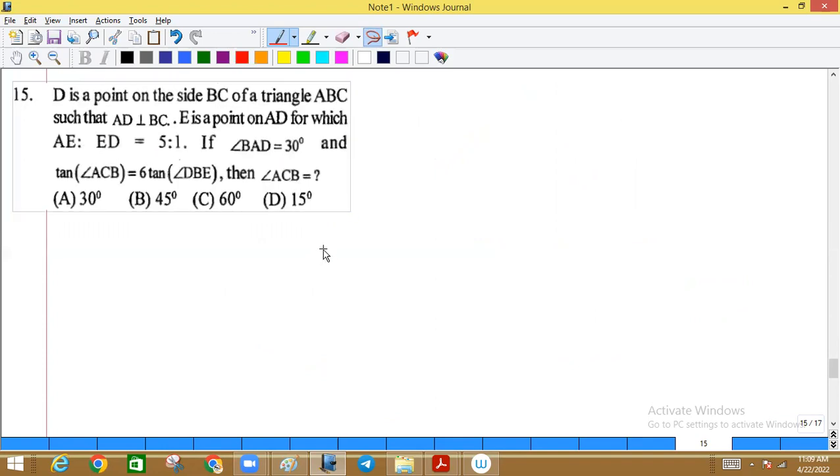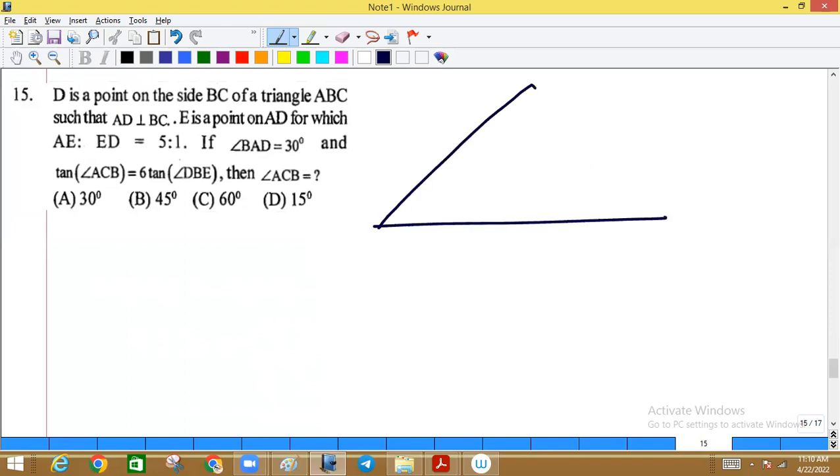D is a point on a side BC of a triangle ABC such that AD is perpendicular to BC. Again, you are drawing? No. It is just AD is perpendicular to BC because he did not mention that A is a right angle. So A is not a right angle here. It can be any angle. So you are drawing a perpendicular on BC.